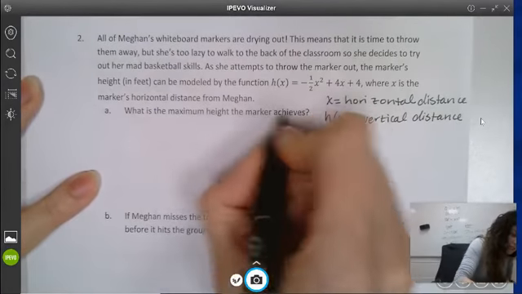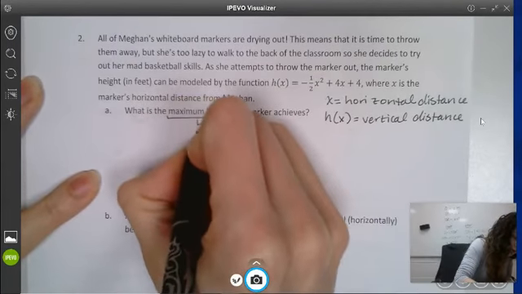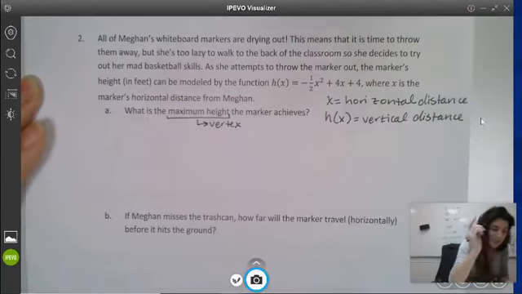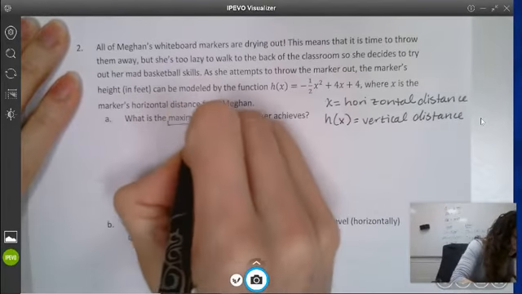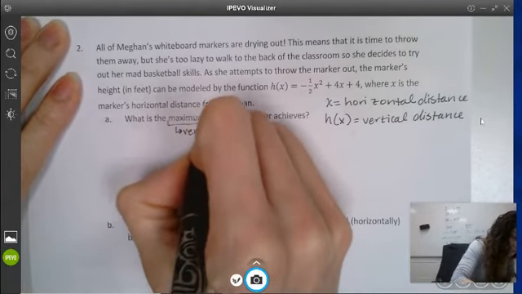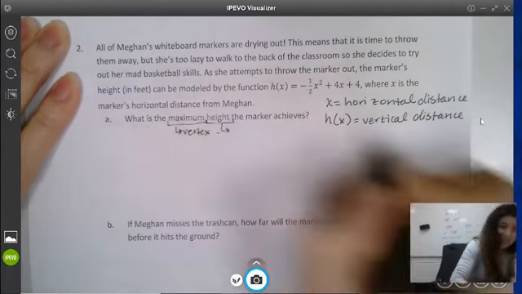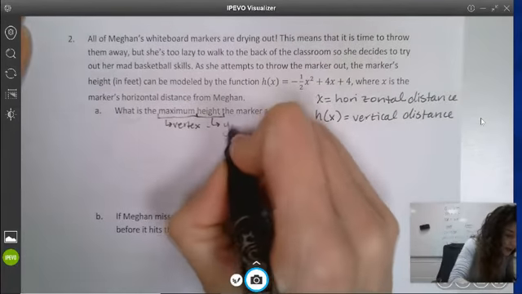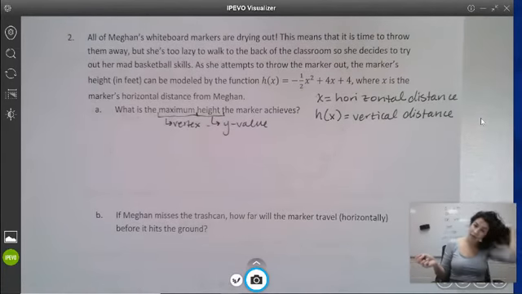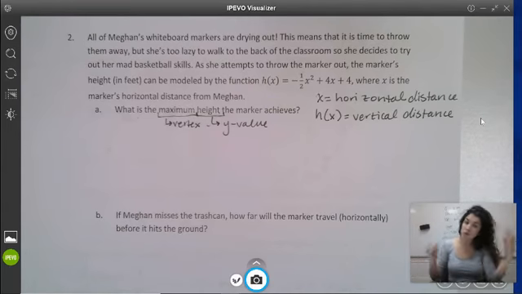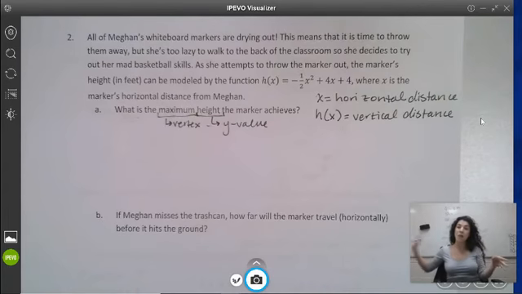So what is the maximum height the marker achieves? Maximum height, we're talking about the vertex. Maximum is talking about the vertex, but height is talking not about the x value, it's talking about the y value or the h of x value, right? And so we don't want the x value of the vertex on this problem, we want the height. We want to know what is the maximum, not at what horizontal distance away from me is the maximum height of the marker. I'm saying just what is the maximum height of the marker.